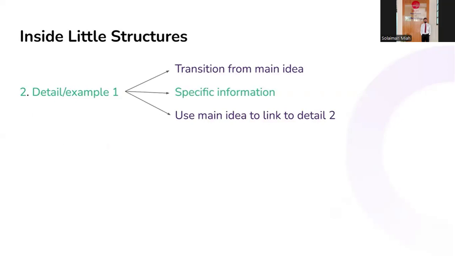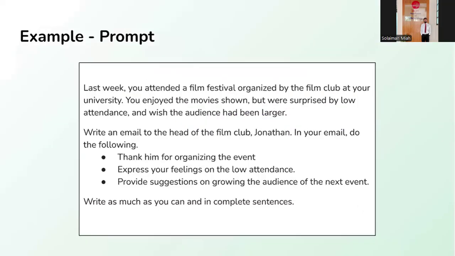So within the same piece of writing, detail number 1 might actually use a similar structure. The writer transitions from the main idea into specific information, then briefly returns to that main idea to link to the next detail. This creates small mini structures inside your larger answer. Again, we have a general specific general structure. So let's look at this in practice.